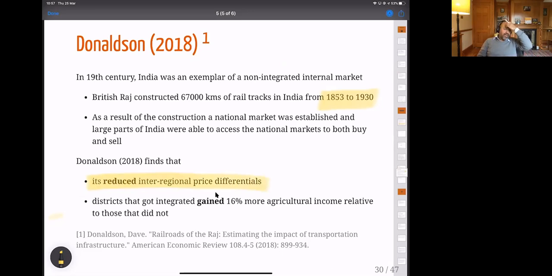So if you had wheat in one part of the country, but the price you were getting was low, while the price of wheat was higher in another part of the country, what railways did was reduce that differential. And it found that there were some places which had a railway next to them and other places not, right? Railways were built across India, but they did not penetrate all the areas of India. I mean, most countries have very limited access to railways.